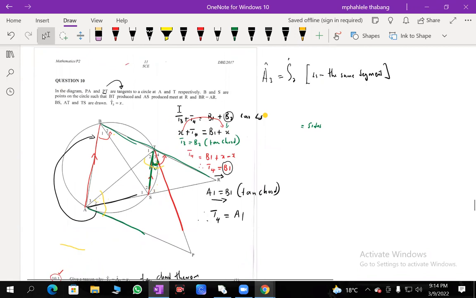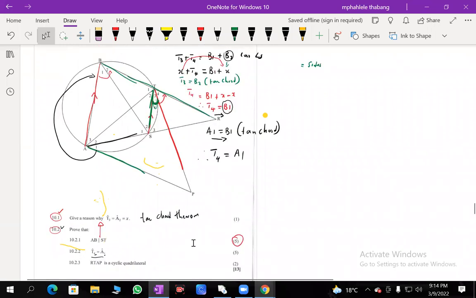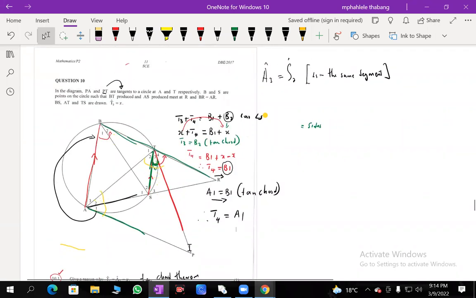Cecilia, is there any question that you want to ask regarding what we were doing here? We were trying to prove that angle T4 is equals to angle A1. Is there any question? No. I have a question. How did we arrive at proving that T4 equals A1 again? That's good. That's good.